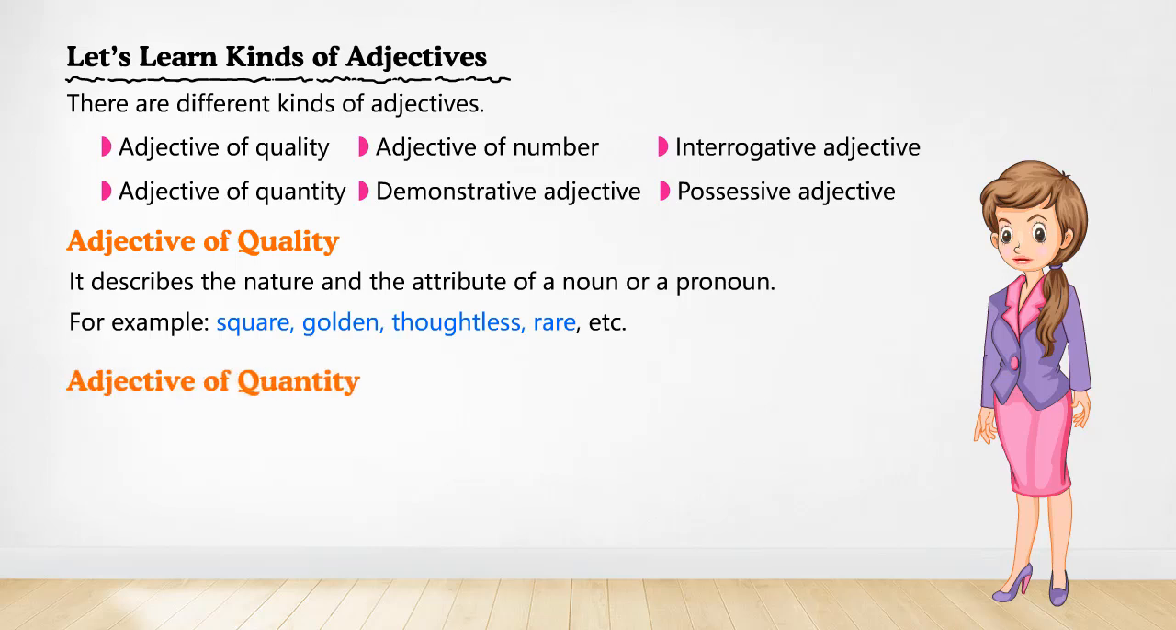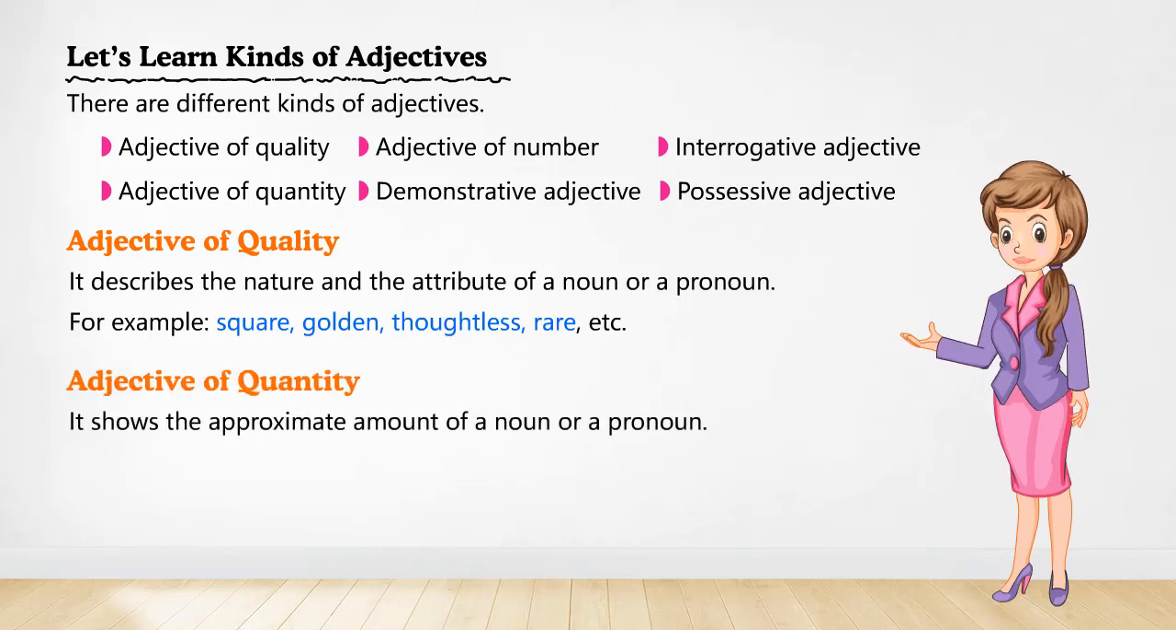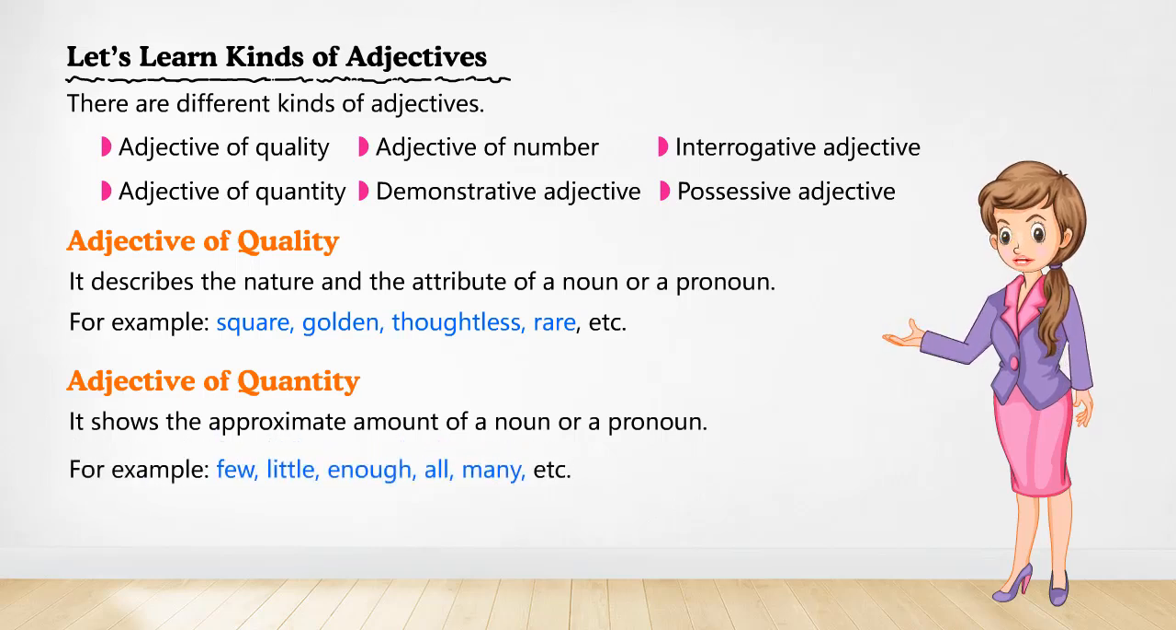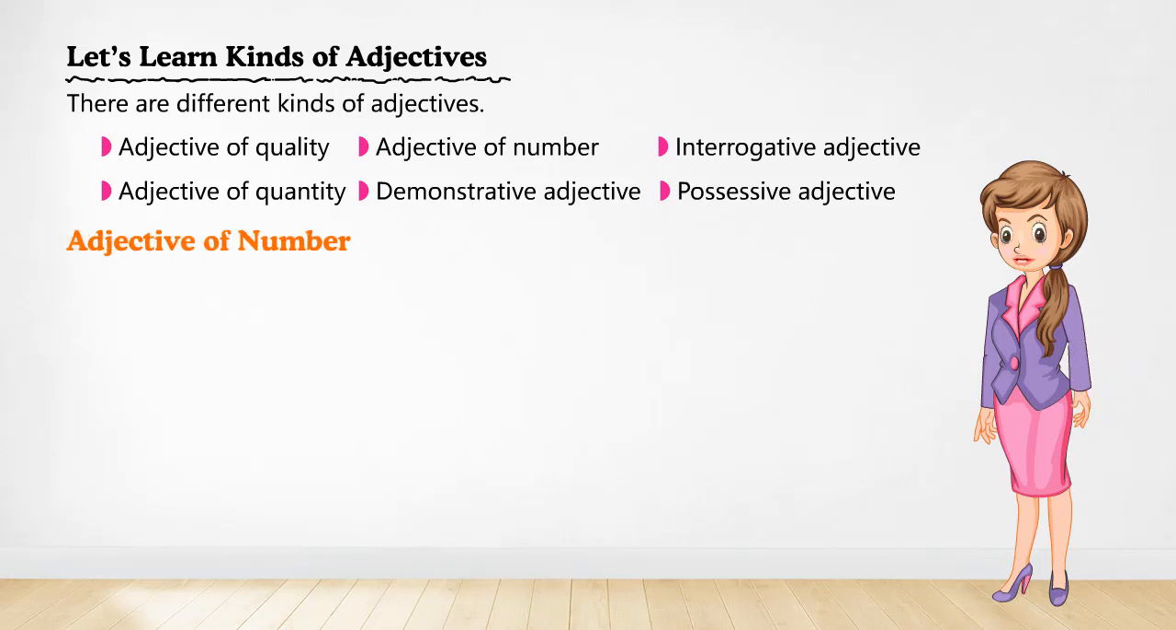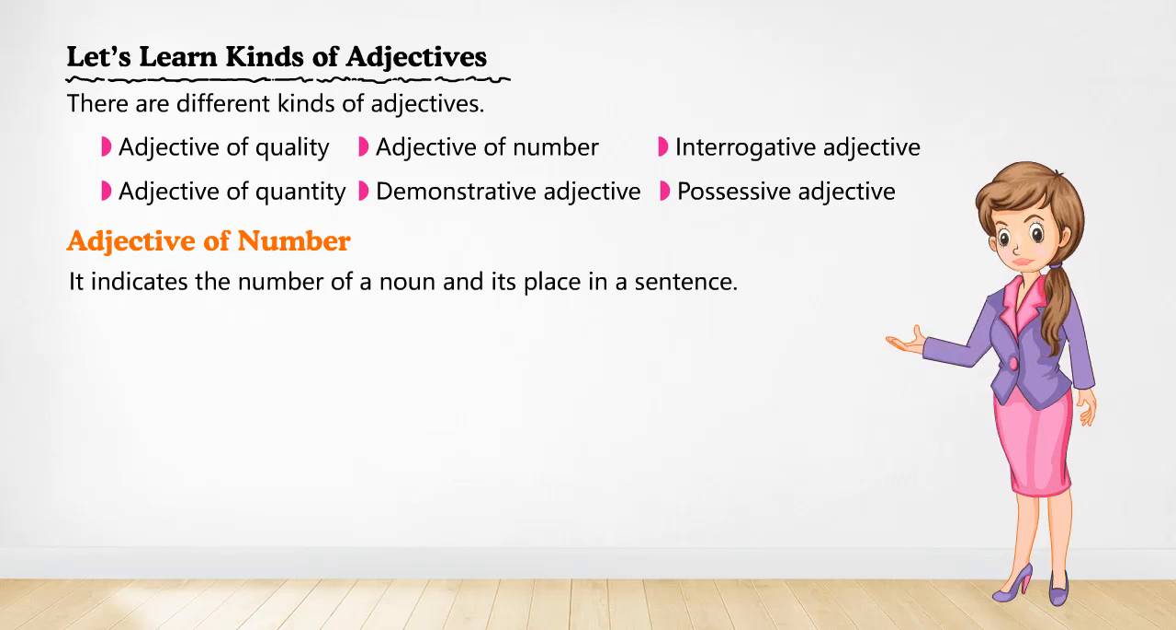Adjective of quantity. It shows the approximate amount of a noun or a pronoun. For example, few, little, enough, all, many, etc. Adjective of number. It indicates the number of a noun and its place in a sentence.